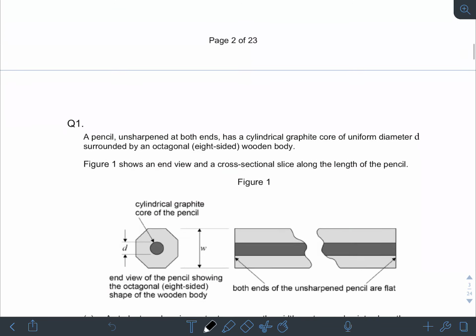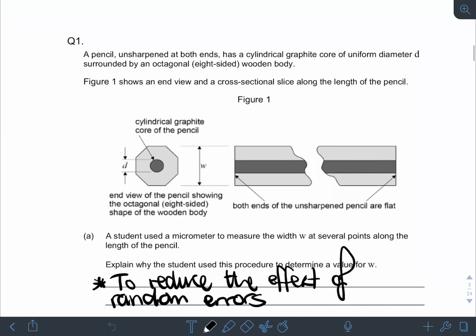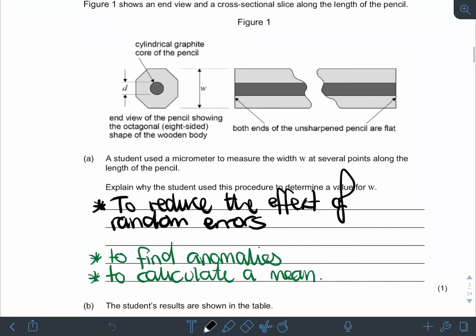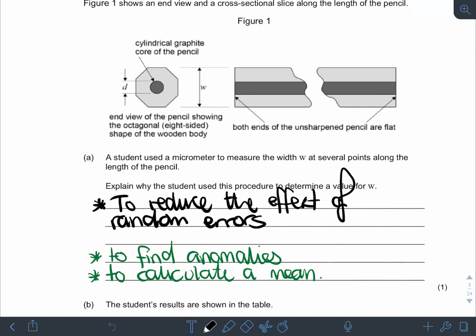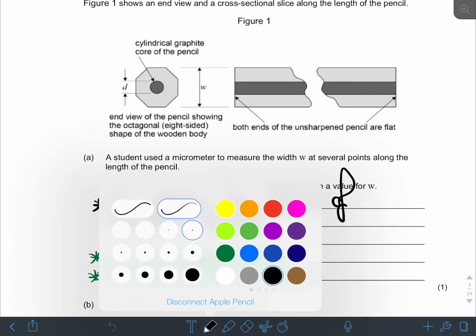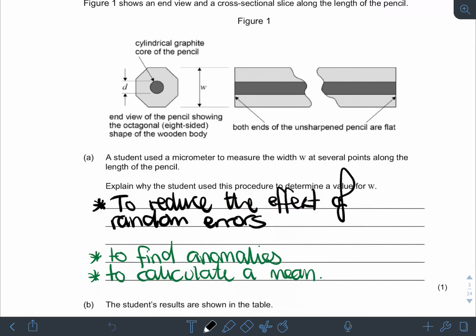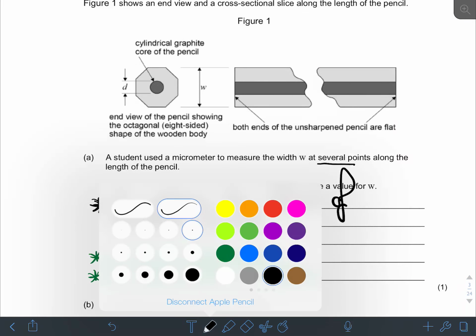Okay, I've done a bit of this already to start with. Now, number one, not a bad attempt on this from what I've seen so far. So again, I cannot stress this enough. I don't know how many times I've said it. When you have something where they are taking several readings, there we have several points. Why are they doing that every time? It is to reduce the effect of random errors every single time.